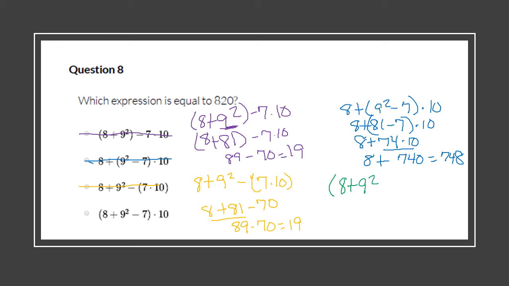8 plus 9 squared minus 7 times 10. So I'm going to do the 9 squared first. Now I'm going to add and subtract left to right inside those parentheses. Oh, sorry. Should be 89 because I forgot to add 81 plus 8. So 89 minus 7 is 82 times 10 is 820.